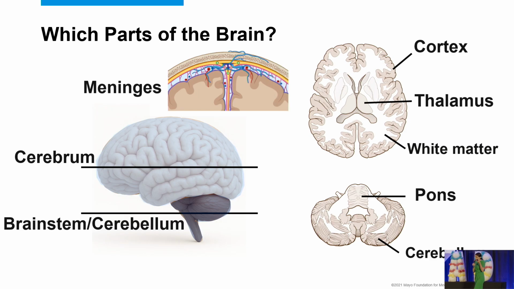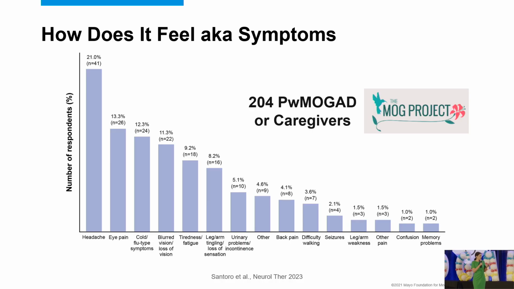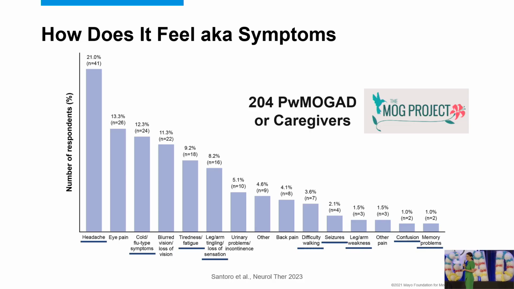Also, this is not strictly the brain, but sometimes we have described these very recently. We can have some inflammation of the meninges, which are membranes that cover and protect the brain. How does it feel when you have brain inflammation? I thought that people with MOGAD are of course the best source of information. This was a survey conducted by the MOG Project a few years ago. 24 people responded to this survey. And you can have a lot of symptoms with MOGAD. Highlighted are those that can somehow be linked with brain inflammation.